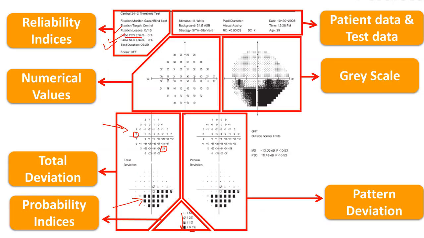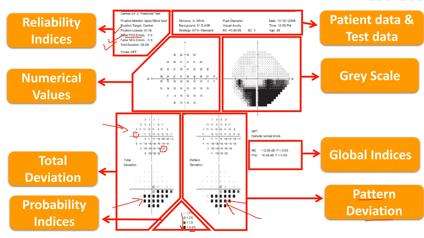Then the device will subtract the localized defect from the generalized defect in order to come up with the pattern deviation. So this one will be the true representative of glaucomatous damage. The total deviation is the total decreased sensitivity for all reasons, while the pattern deviation is only for glaucoma or for the specific neurological defect. So it will be more representative for glaucoma, as we are speaking now about glaucoma.